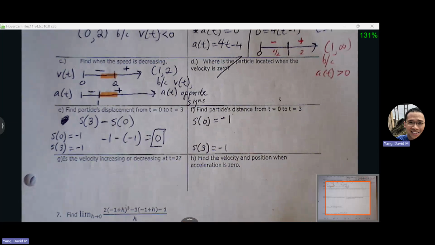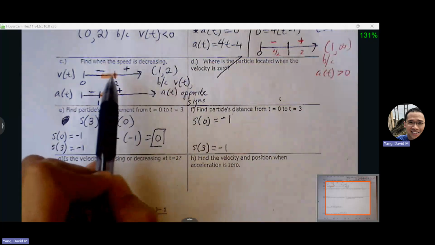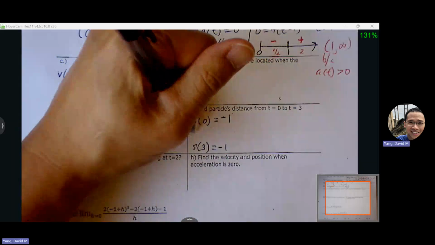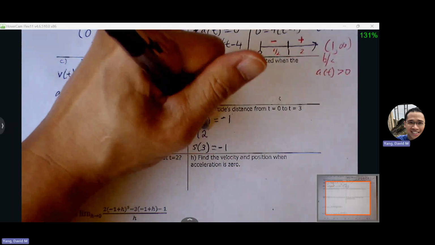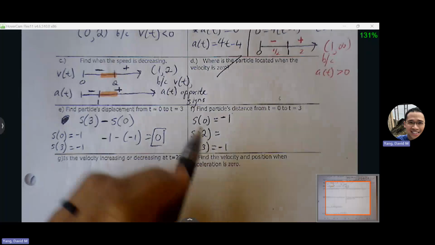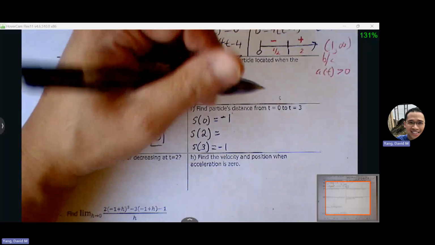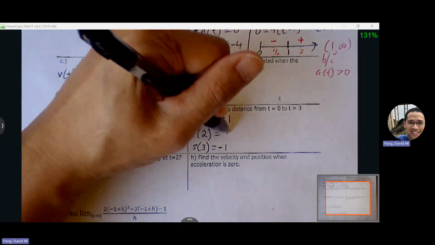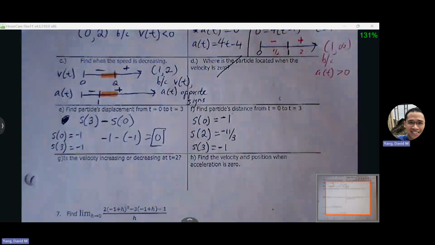Right. Look at your previous parts here. Is there a moment in time when this particle changes directions? 2, right? Based off your velocity sign line. So we also need to figure out its position at 2. And this is a little messy here. If you plug it into the calculator, you'll get negative 11 over 3.